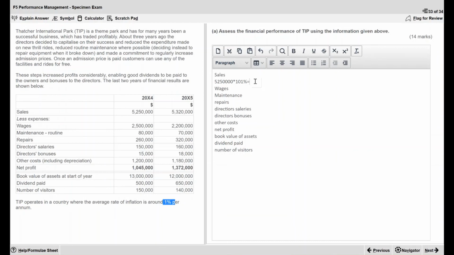That would make it 5,302,500. Okay, but our sales are 5,320,000. So our comment would be sales have increased by 20,000 more than they should have, considering the general rate of inflation.